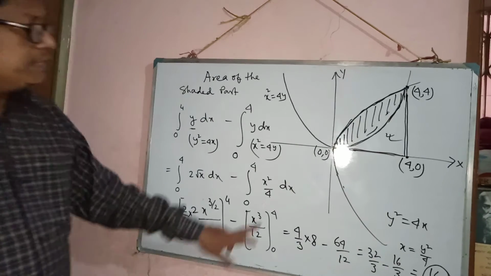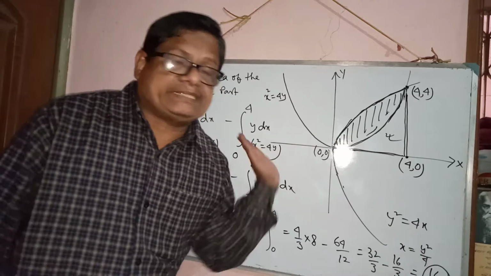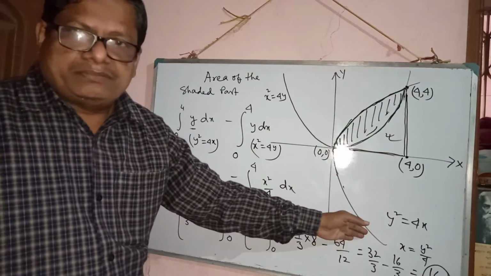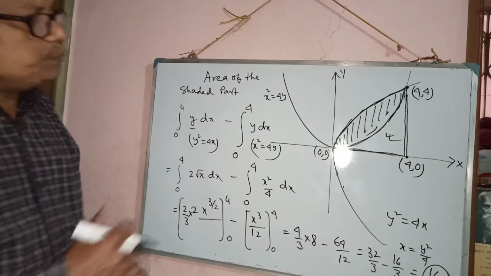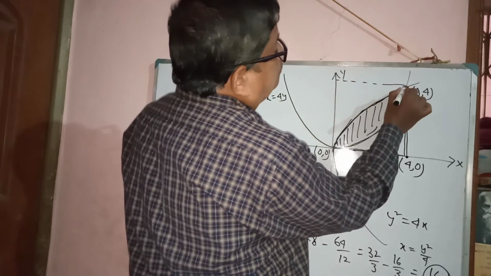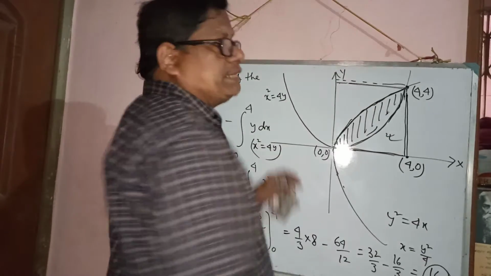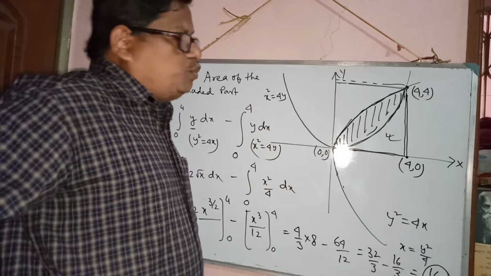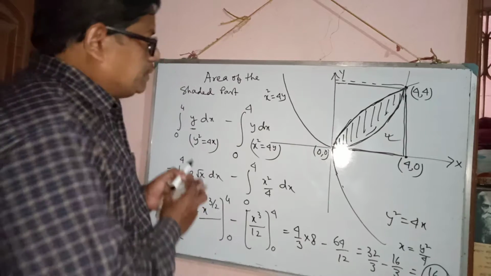Here 64 by 12 is 16 by 3. So first find this curve minus this one. In a similar way you can also do it the other way, this part minus this one, and you will get the same answer. Area should always be positive; if any negative sign comes, take it as positive. Okay, now next one.